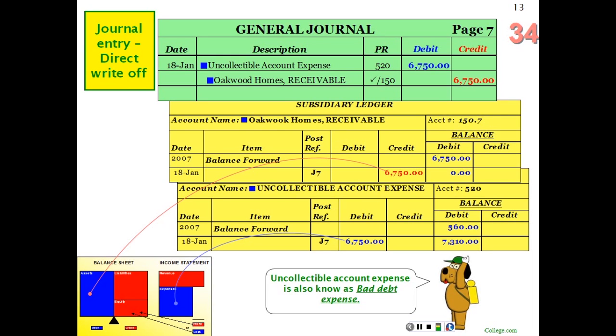They credit the specific account in the subsidiary ledger for Oakwood Homes. That receivable is gone away, zero. That accounts receivable from them is gone. It's empty. That writes off the account. It's gone and created an expense at the same time. Now watch what the argument is against the direct write-off method.